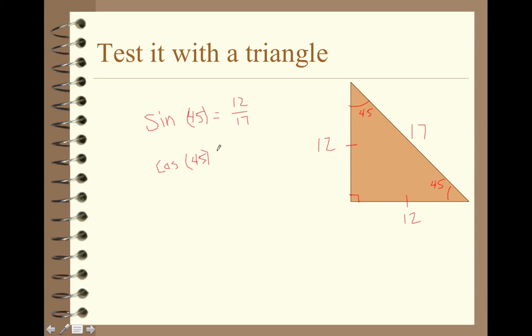what do you notice happens? You're right, it doesn't matter. If I'm doing the adjacent over hypotenuse or opposite over hypotenuse, it ends up being the same thing. So sine of 45 and cosine of 45 are always going to be 12 over 17. They're always equal to each other. And so that's something to know whenever you have a 45-degree angle. Your sine and cosine will always be the same value, so it saves you some time.